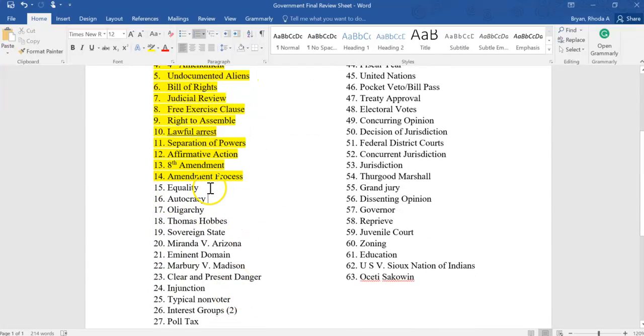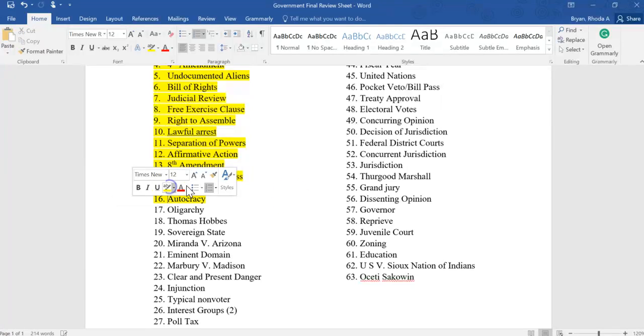All right, equality. In the United States, the concept of equality means every individual is entitled to receive the same treatment under law. Sometimes we call that due process when we're talking about government.